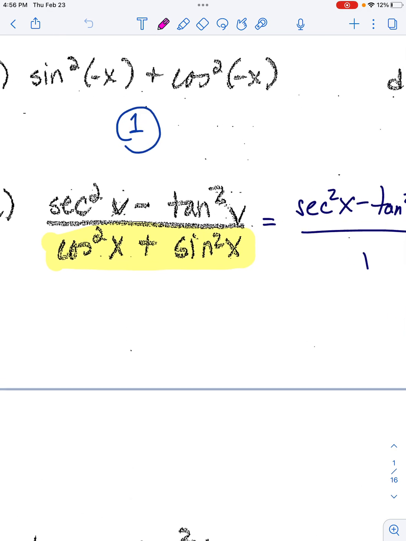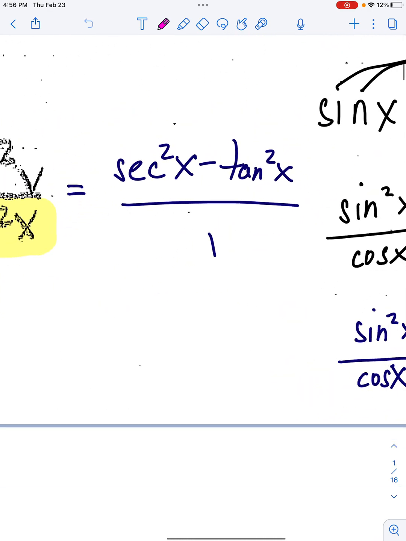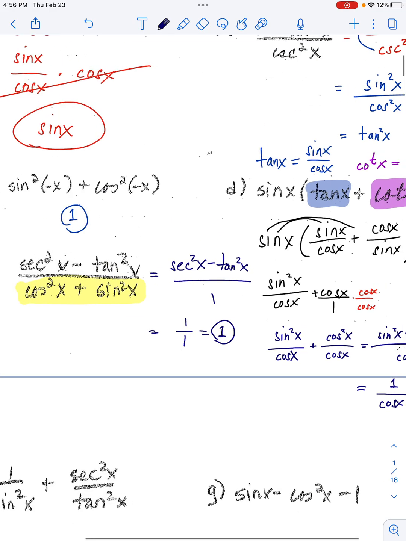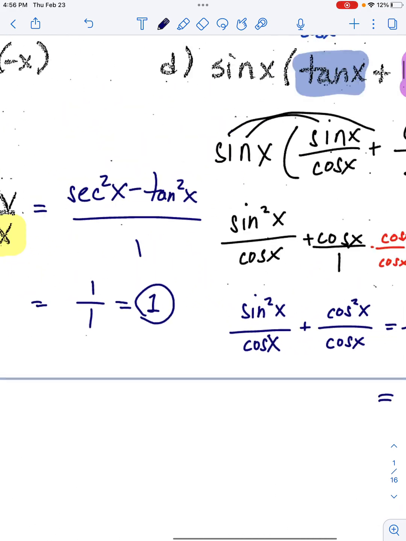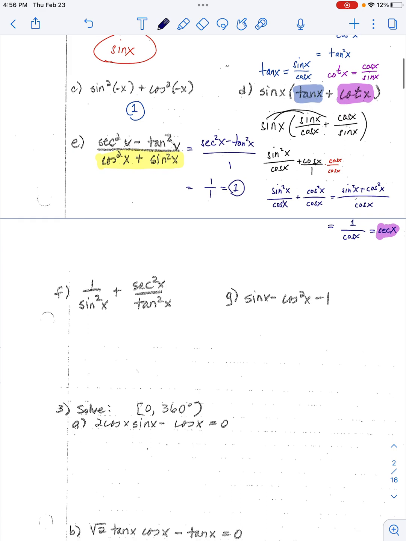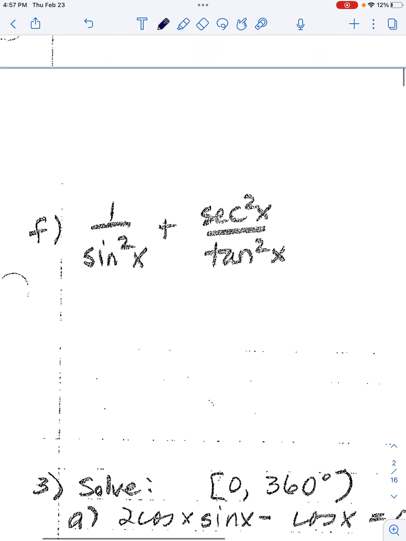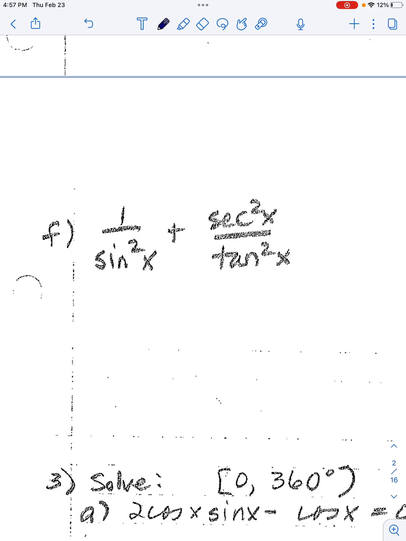Let's go back to here. What do we got in the top? We've got a secant squared minus tangent squared. Wonder what that equals. It equals 1. So our answer is 1 over 1, which also equals 1. Wow, crazy. This expression simplifies all the way to 1. Fun stuff. All right, let's move on to F.